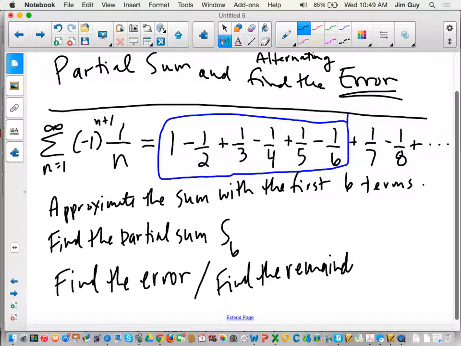Another way of saying basically the error. How far off are you? So if you add them all up, you get the real value. We stop at 6, we get that value. What's the error? How would you find that? Like how far off are you? How far away is your answer from the real answer? Perfect. So we knew what the actual value was, and we could subtract what we just did. That would be the difference, right?